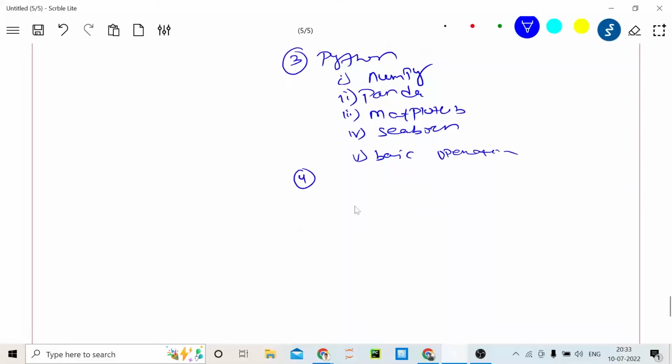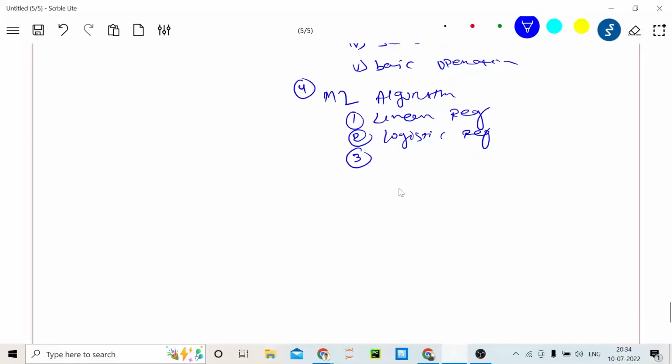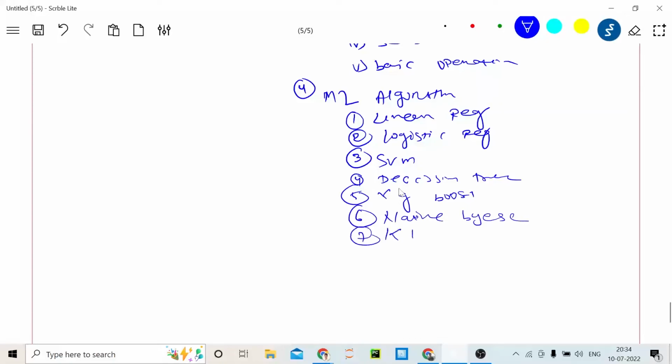Number 4, you have to know machine learning algorithms, like linear regression, logistic regression, SVM, decision tree, XGBoost, naive Bayes, K-nearest neighbor, and many more. There are 10 plus algorithms you have to learn, and you have to decide according to your problem statement and your data which algorithm you are going to use.